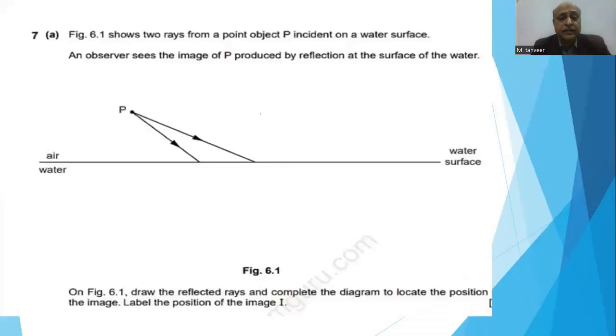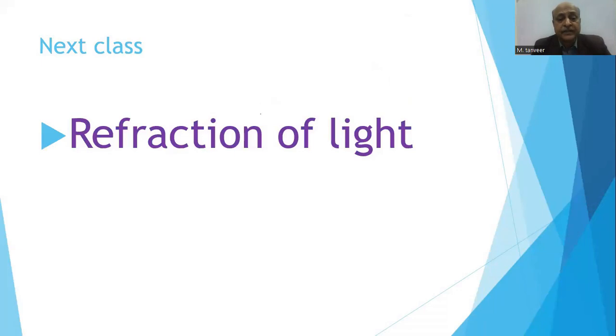So reflection has been completed. We have discussed the types of reflection and the laws of reflection, and everything about reflection is completed. The next topic is refraction of light, and it will be discussed in the next class.